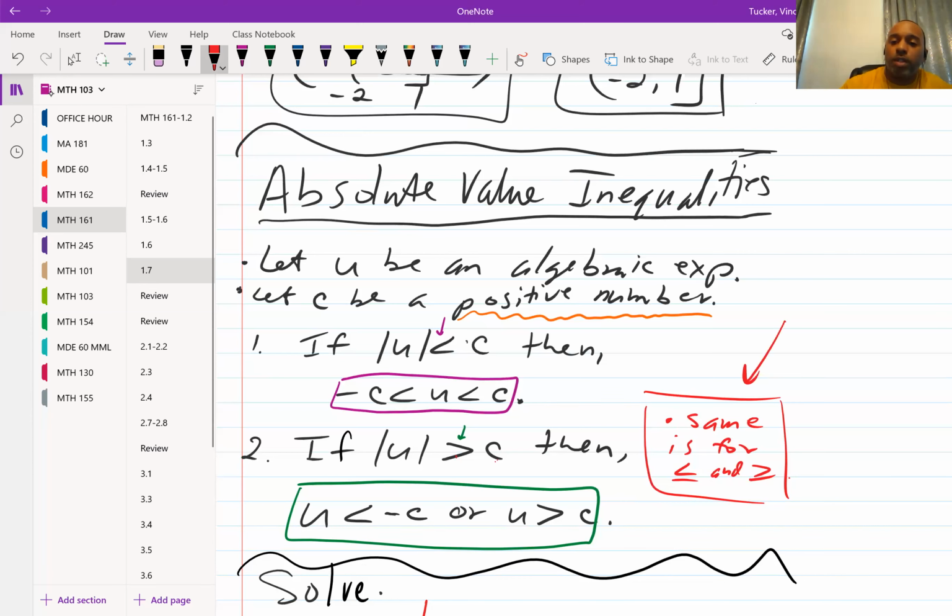And then also in this red box, if it has or equal to, it's the same thing. Make those same setups. If it's less than or equal to, do the same thing as the purple box. If it's greater than or equal to, you do the same thing as the green box.